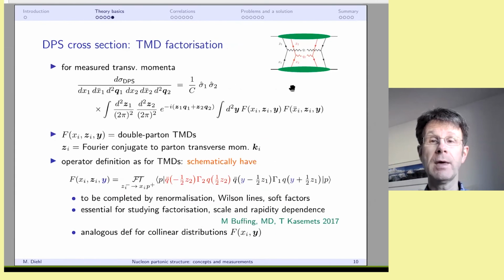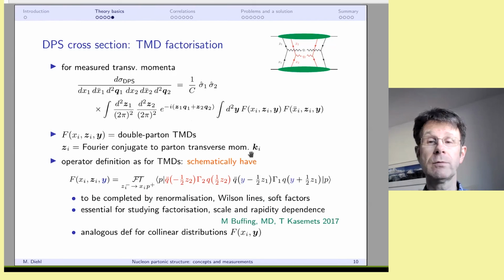You can do the same thing if you measure the transverse momentum of the final state bosons, and then you get a natural generalization of the TMD factorization formula I showed you earlier with Fourier transform with respect to the two observed transverse momenta. And here you have the TMD analog of a two parton quantity with Zi being the Fourier conjugates of the transverse momentum Ki.